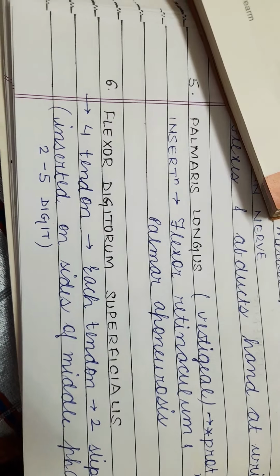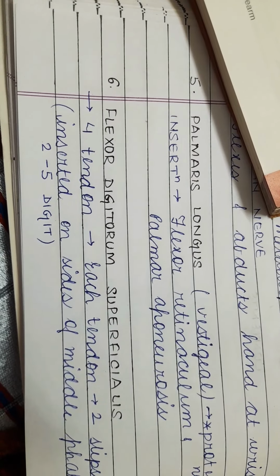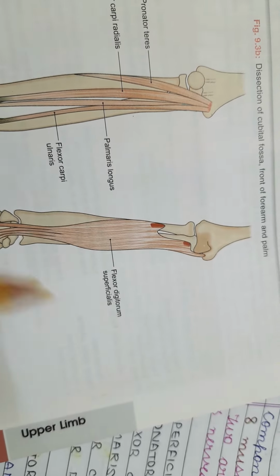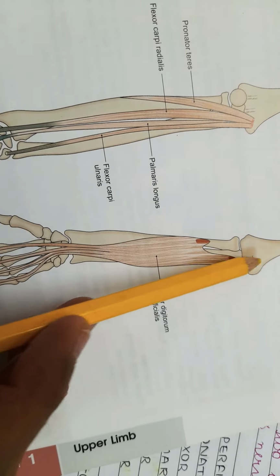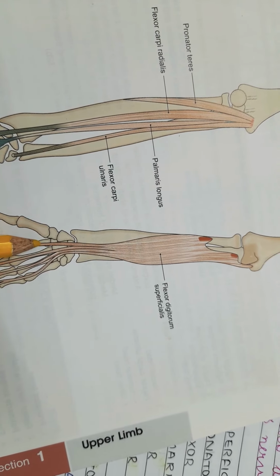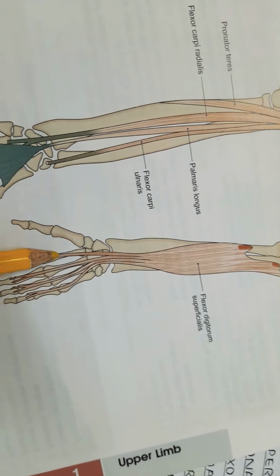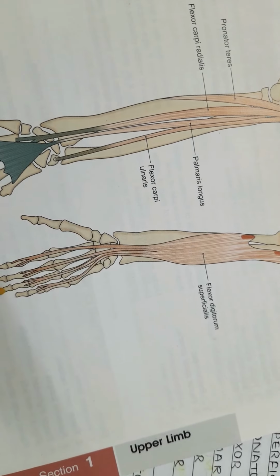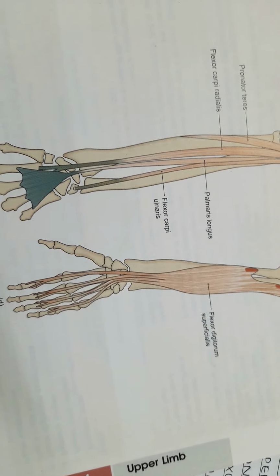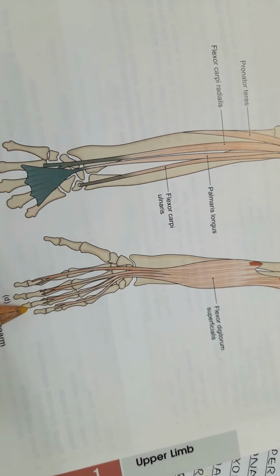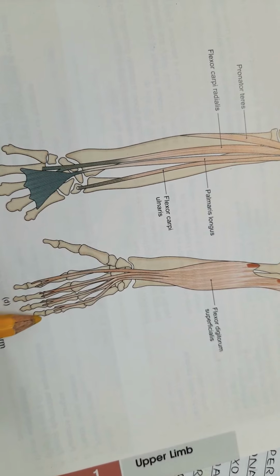Next muscle, Flexor Digitorum Superficialis. This is the Flexor Digitorum Superficialis muscle in which we can see that it has 4 tendons which further divide to give 2 slips, and these are inserted on each side of the middle phalanx, that is second, third, fourth and fifth digits.